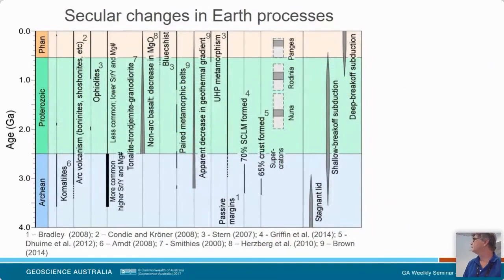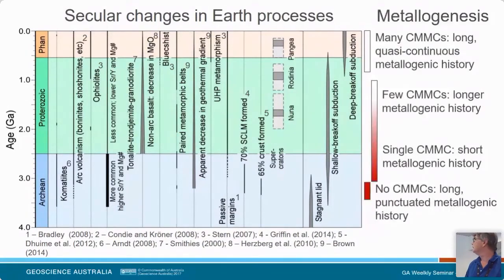Okay, so in terms of the diagram we saw before, we'd actually like to add a few things, okay? And this is in terms of the metallogenesis. Okay, so in terms of what I've tried to show in this talk, early in the Archean, you have no convergent margin metallogenic cycles. You have long punctuated metallogenic histories. And then you go from the middle Archean into the Neoproterozoic, you have single CMMCs and short metallogenic histories, which grade into few CMMCs with a longer metallogenic history. And then finally, in the modern, after about 800 million years ago, we have many CMMCs, you have long quasi-continuous metallogenic histories. So we think that we can use the metallogenic history to add to the characteristics we see in this diagram.